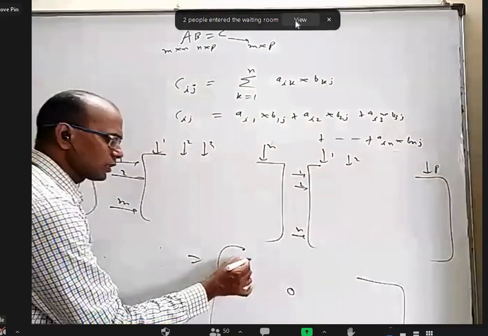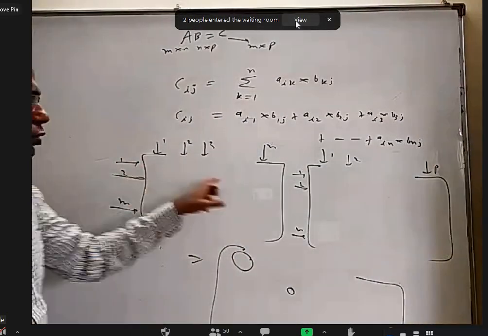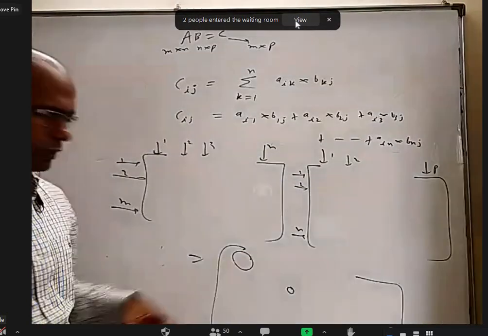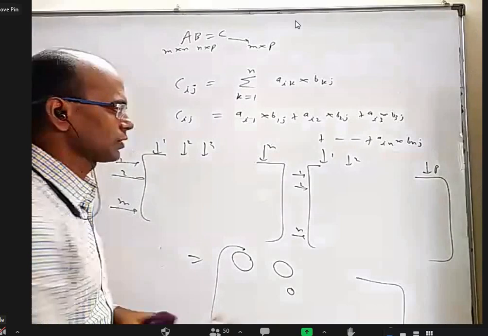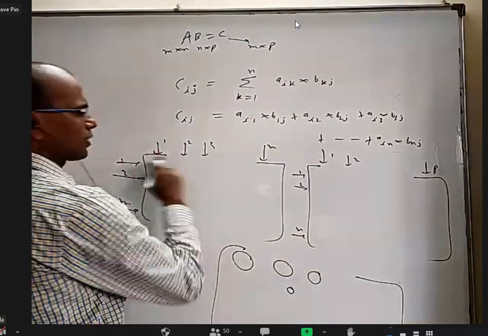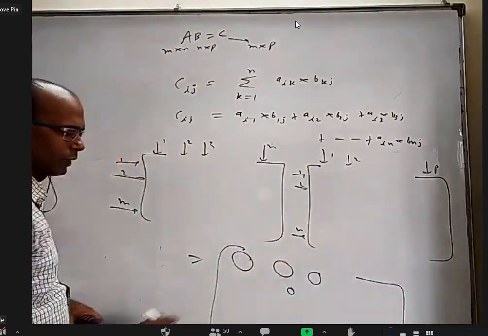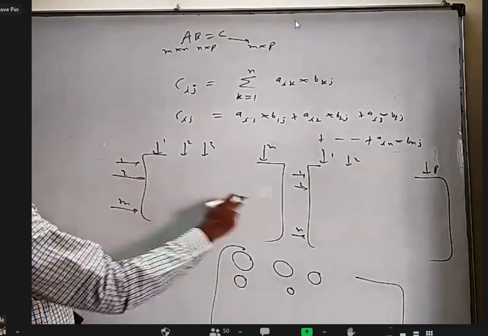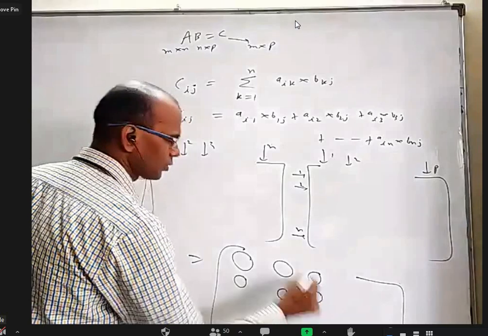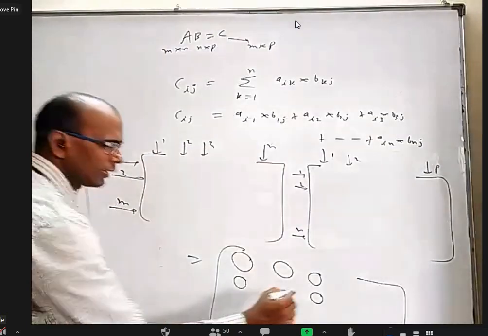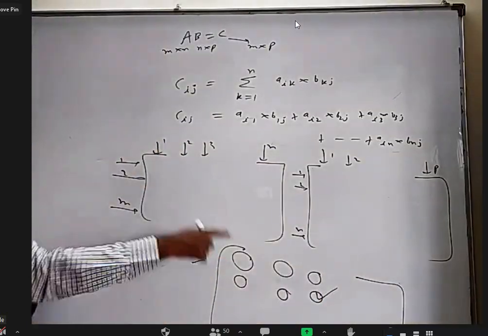If you want the element here, what should you do? First row here, first column here will give you this. How will you get this element? First row here, second column will give this. How will you get this element? First row here, third column here. How will you get this? Second row into first column. Second row into second column. Second row into third column. That's why I want to find this.